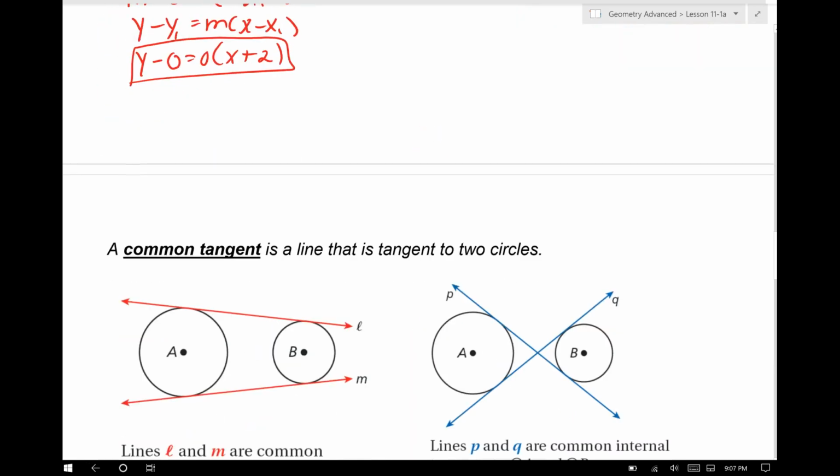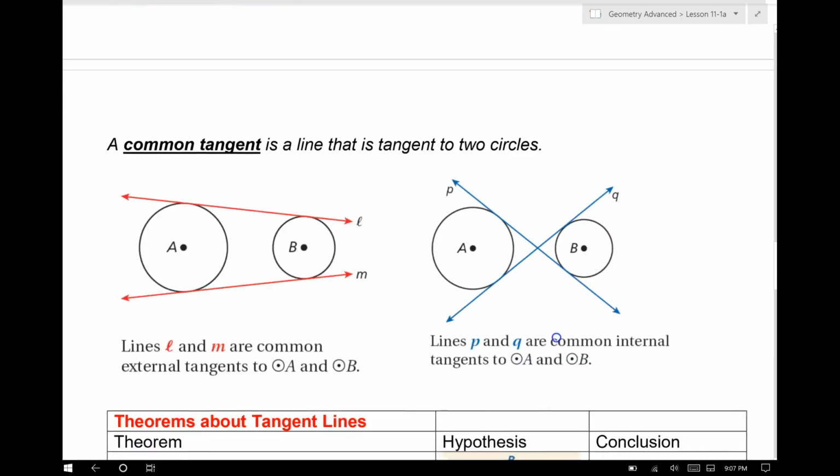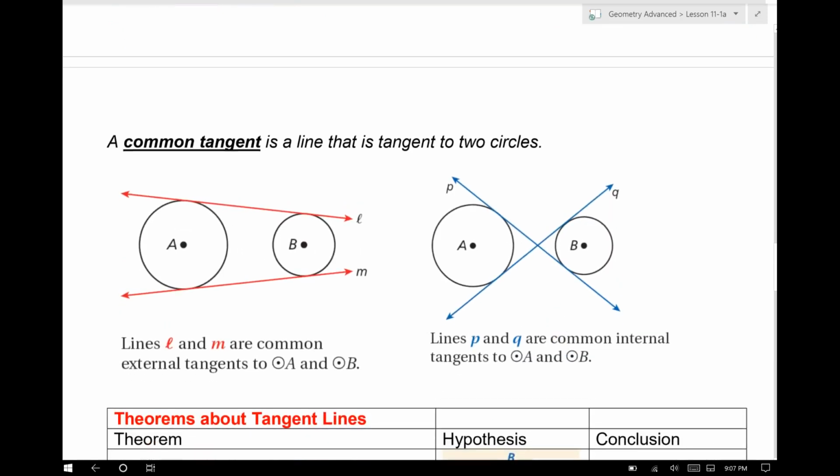We talk about tangent lines, and when we have two circles, we have what are called a common tangent line. If a line is tangent to one or more circles, it is a common tangent because it's in common with more than one thing. So you have two different types. You have an external common tangent when it's just touching on the outside. So line L and line M would be considered external common tangents.